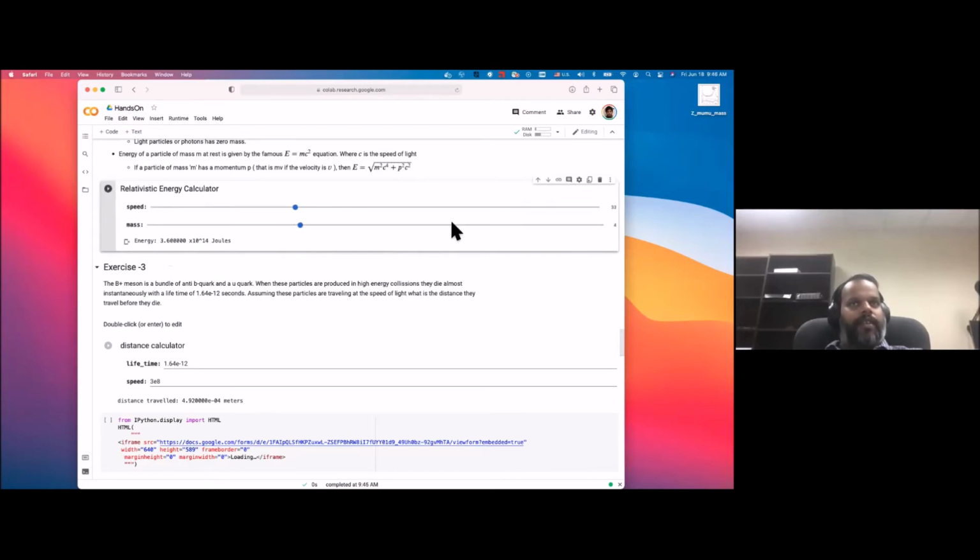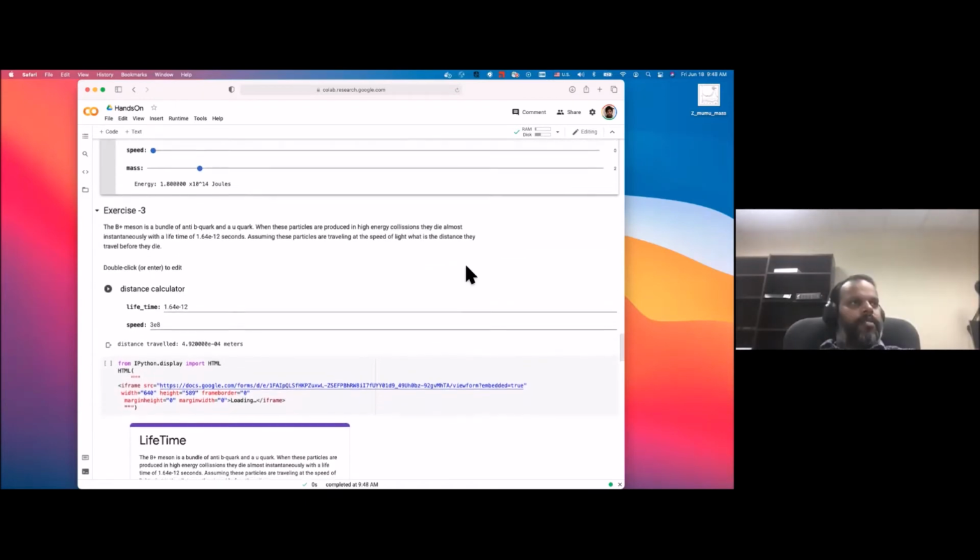So here, if I choose a speed of 32 units, I don't want to complicate things by adding a unit. So let's say 32 units and mass of 4 units, you get energy of 3.6 times 10 to the power of 14 units of energy. So that's a large amount of energy. So the energy content of a matter particle which is moving, even at rest itself, let's do that. So let's start with the zero. So this particle has 4 units of mass and it's not moving. So that itself has a huge energy content. So let's now move on to the next exercise.